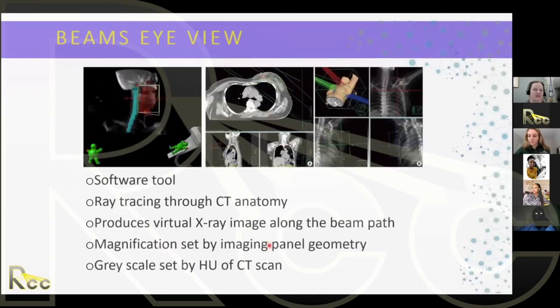CT simulator scanners often have software that can provide beam's eye view that can create ray tracing through the anatomy. This is very helpful if you want to set up your IMRT beams at the scanner already to give your dosimetrist some starting point from which to work. The magnification is usually programmed in based on your Linac and panel geometry, and the grayscale is set by the Hounsfield unit of the CT scan.